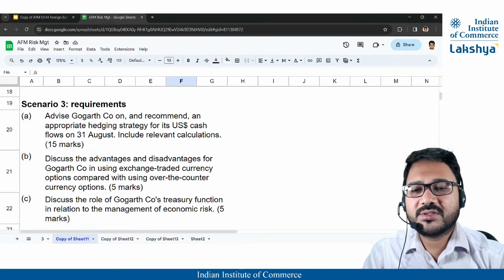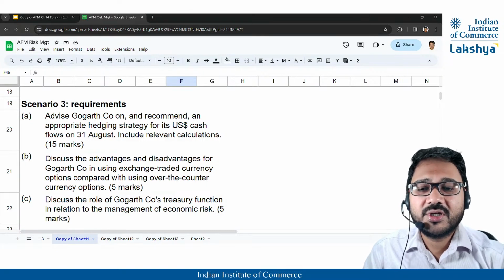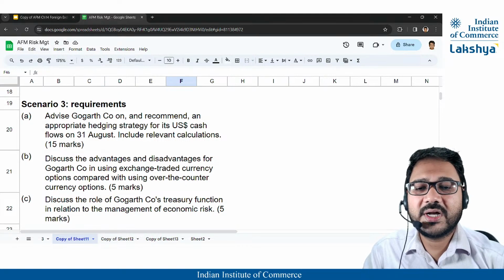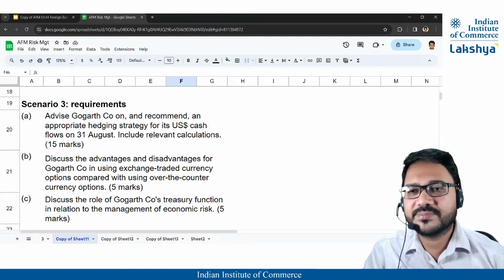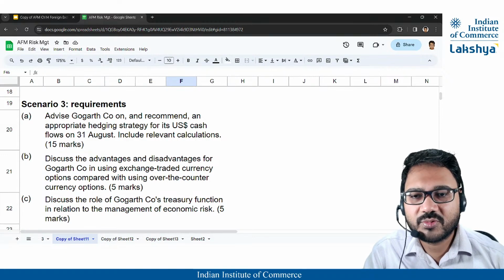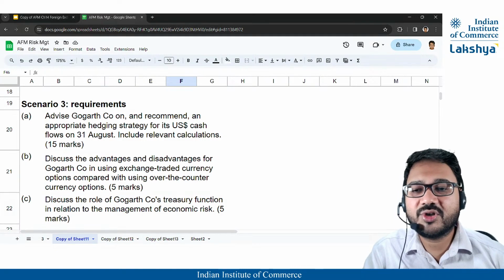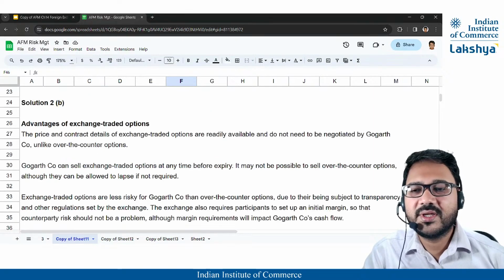Discuss the role of Go-Guard company's treasury function in relation to the management of economic risk. So this is with regards to economic risk, what is the treasury function, they are asking, right? So it's some hedge majorly, and then we need to differentiate between OTC options and exchange traded currency options compared with using over the counter. Okay. So standardized options versus non-standardized options. Okay, OTCs.